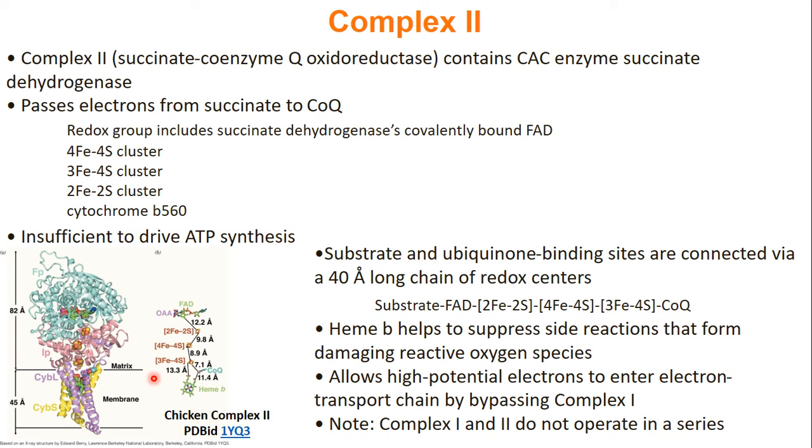And complex 2 is allowing these high potential electrons from succinate to directly enter the electron transport chain by bypassing complex 1. This means that complex 1 and 2 don't operate in a series. That is, you don't go from 1 to 2. You either go from 1 to 3, or you start at 2 from succinate, and then you can move on from there.